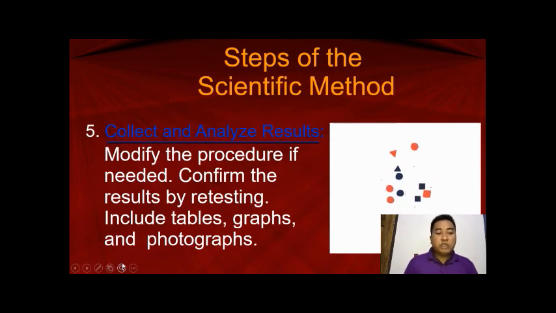Okay, the next one, collect and analyze results. As you can see in the GIF that I have here, the first one is to collect. What are you going to collect? Collect the things that you need, the things that involve your question or your hypothesis, and so on.